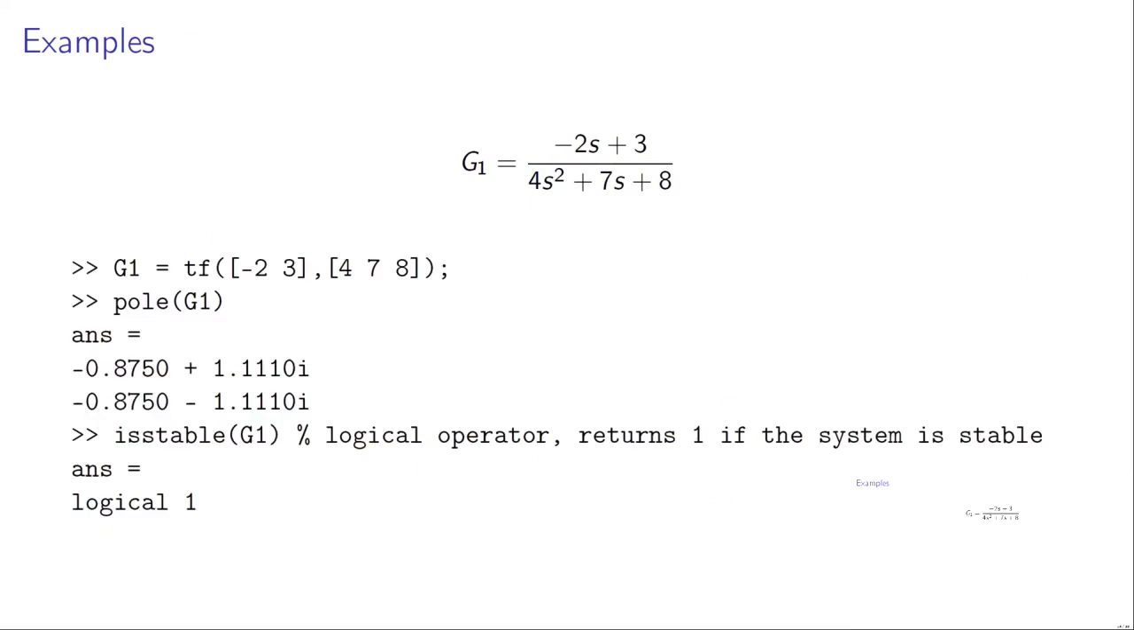So we have another example here. There's a transfer function with numerator -2s plus 3, and denominator 4s squared plus 7s plus 8. If I calculate the poles, I have a negative real part, so it means that the system is stable. And you can also check by using the function isstable on g1, and it gives you a logical 1. It means that the system is stable.